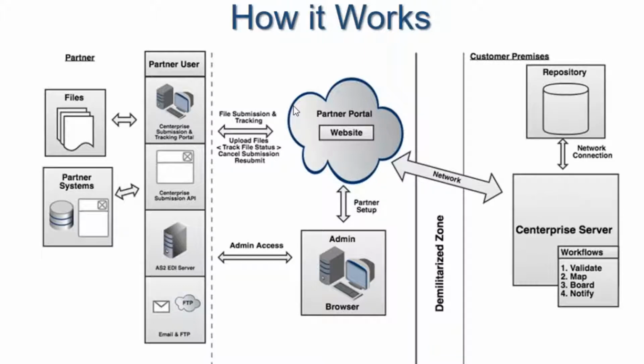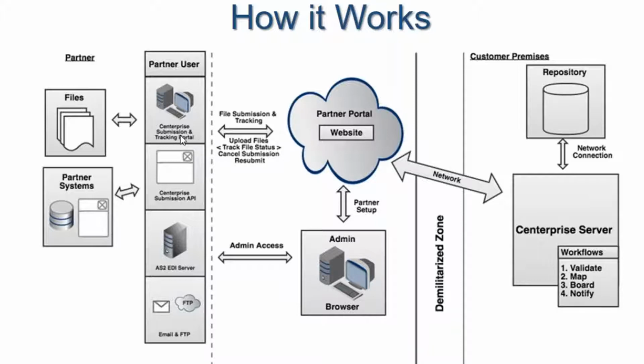The Centerprise customer portal logs that submission, tracks it, and then sends that information to the Centerprise ETL engine, which then validates the file. It maps it, and all of this is an automated process. So all this happens behind the scenes. Abby doesn't see any of it, but all of these processes are happening for her file.